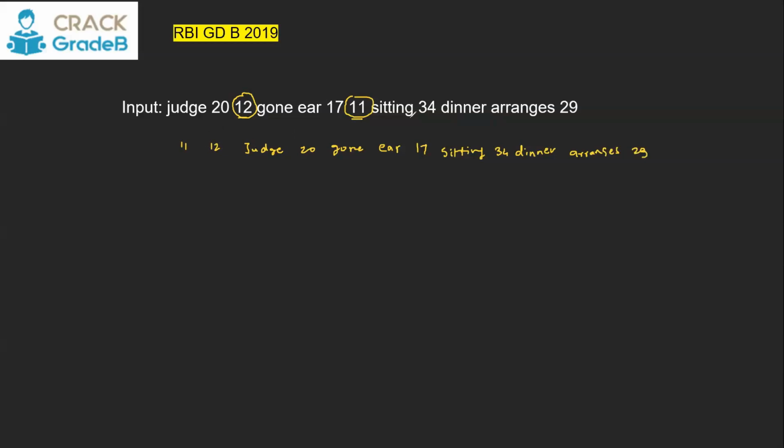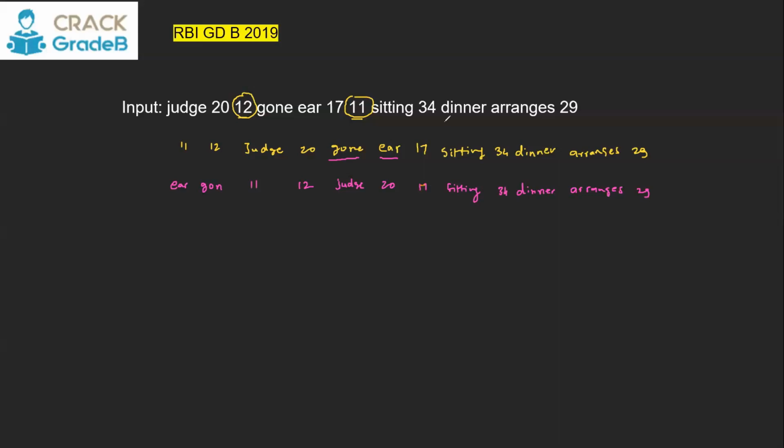Now, in the second move, the smaller two words, that is year, a 3-letter word, and gone, a 4-letter word, will appear before this. So year will come here, gone will come here, then comes 11, then 12, then judge, then comes 20, then 17, sitting, 34, dinner, arranges, and 29.